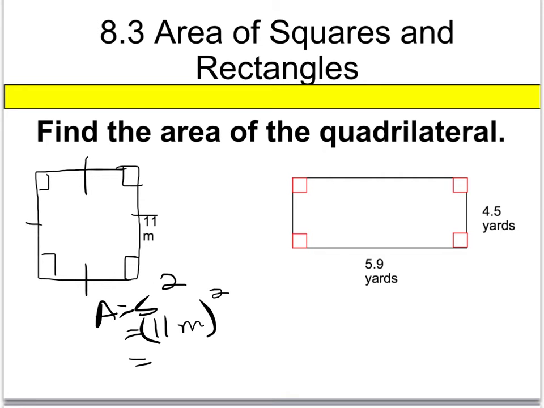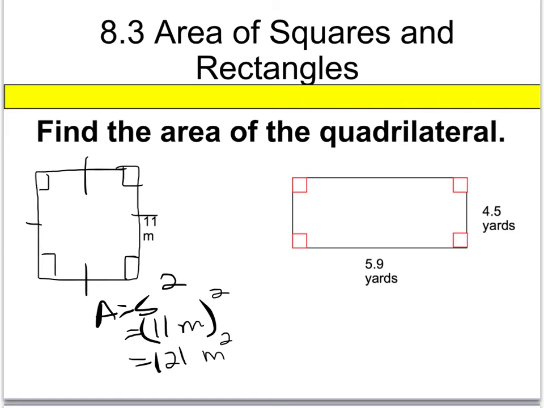Remember, 11 times 11, you know that is going to be 121 meters squared. Don't forget that you're not only multiplying your 11 times 11, but you're also multiplying your meters times meters. And when you multiply those two together, guess what? You get meters squared. Okay.